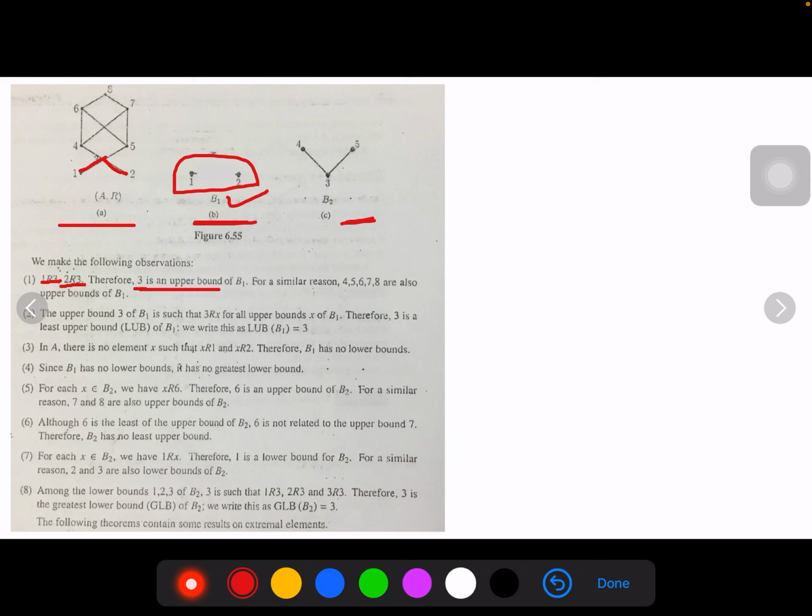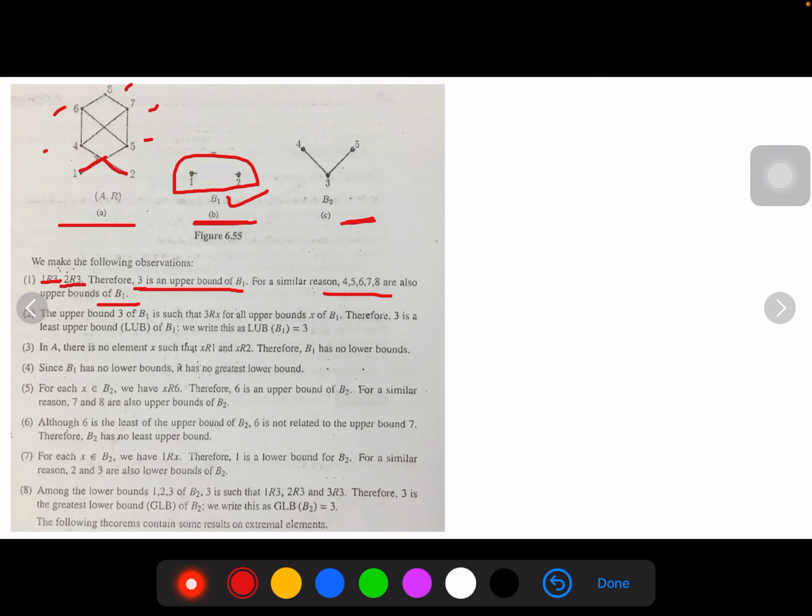So 3 becomes an upper bound here. It's above 1 and 2. For a similar reason, in the same way you can check with the others also, with all the properties, all are above this and are also related. Okay, they are all upper bounds of B1. They are all above these two elements.